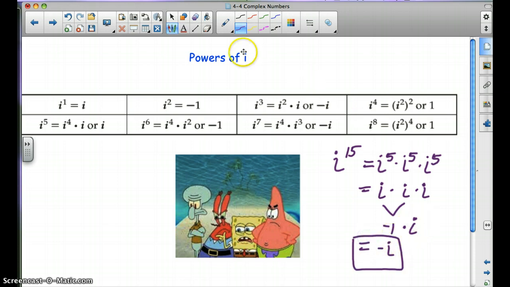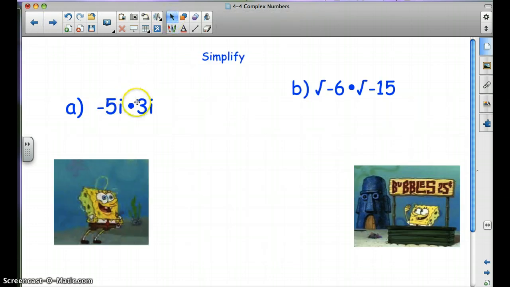So that's some simplifying using the powers of i. I just think that sounds so powerful. Powers of i. All right, the next example would be simplifying imaginary numbers.